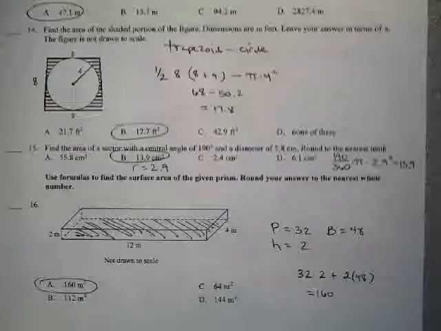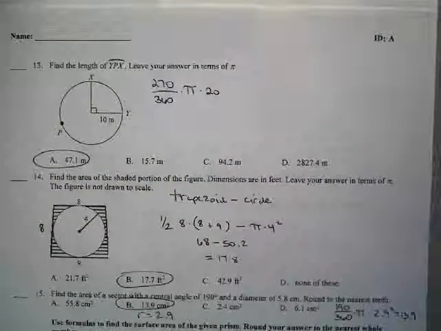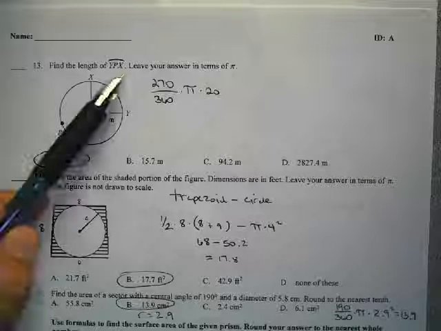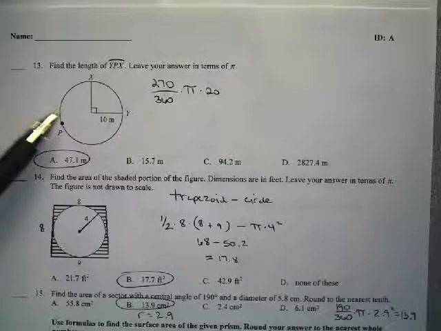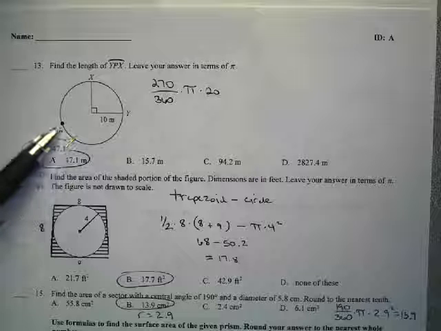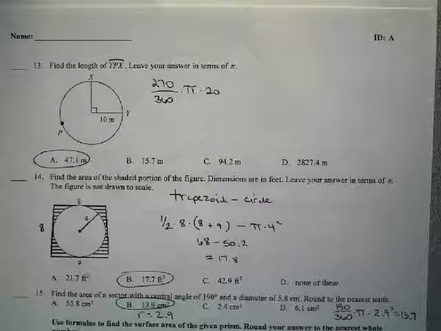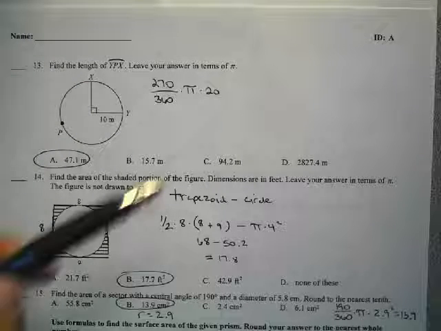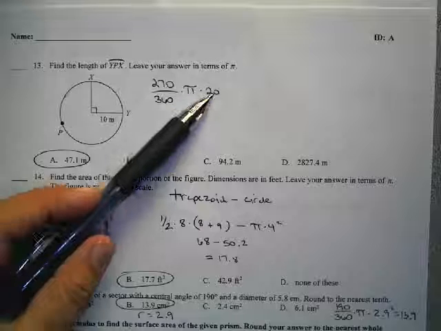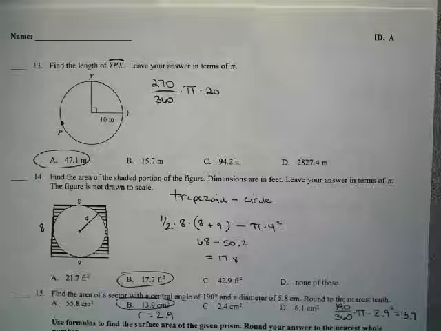For number 13, you want to find the length of arc YPX. So YPX is the major arc, first of all. Instead of using 90 degrees, you need to use 270. So 270 divided by 360 times pi times diameter, because arc length is part of the circumference. So when we do that, we get an answer of 47.1.